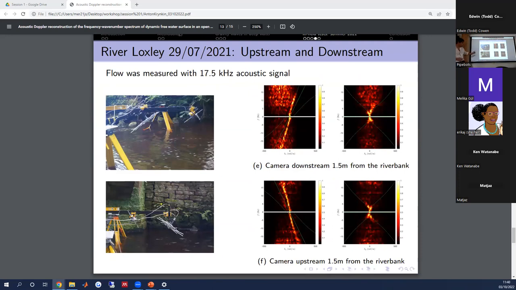Okay, what we did as well, we turned the camera. First the flow goes this way, the speaker was here, the microphone array was here, then we swapped. When the camera was downstream, we got a slope here. That means the flow is going that way. When we turned it around, everything changed. You see the slope goes this way, which means the system works. No matter how we put it, camera here, speaker here, or swapped around, it works. And the spanwise wave number stays the same. That makes sense as well. So the system works. One more slide.